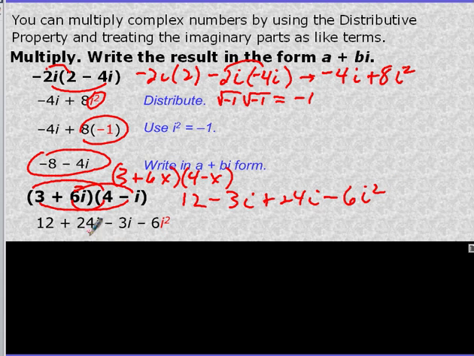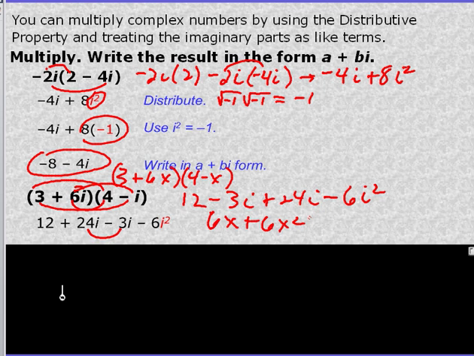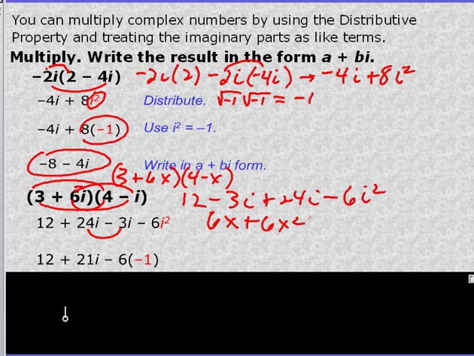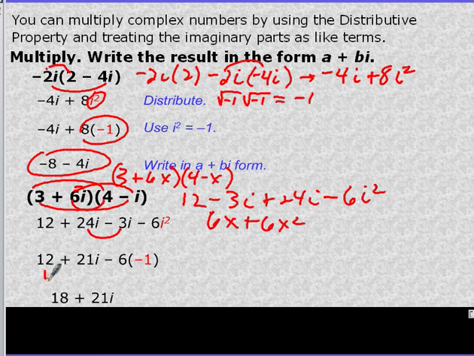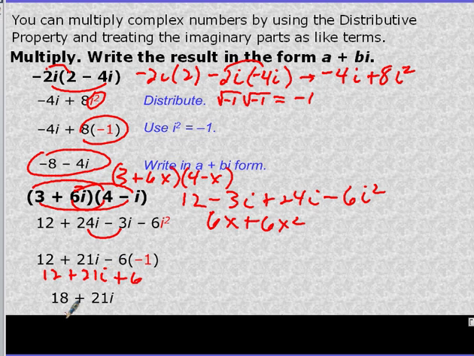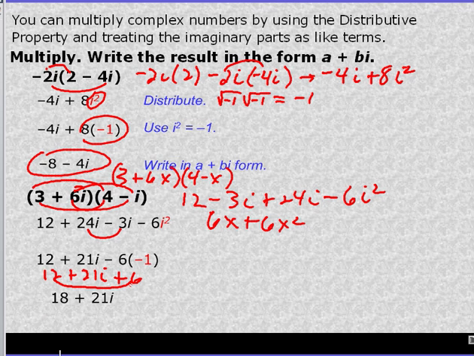We can combine our two like terms, which are with the i's. Notice we're not going to combine it with an i squared, just the same as you would not combine a 6x with a 6x squared. So combine those two to get 21i, and then we're going to replace our i squared with negative 1. That ends up giving us 12 plus 21i, and 6 times negative 1 becomes positive 6, and then we can combine our two numbers to get our final answer.